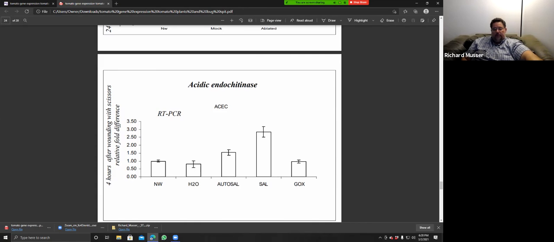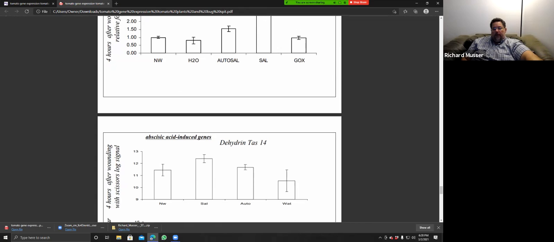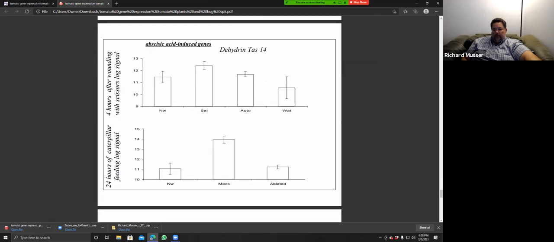And so we see this over again. Here's an abscisic acid-induced gene that seems to be stimulated in part by saliva. Again, the standard error bars are overlapping, and it's the highest for the saliva treatment. This may be a drought resistance gene. There's a lot more that needs to be studied about that. We see that the mock saliva really stimulates it as well. So this abscisic acid really seems to be stimulated by caterpillar saliva.